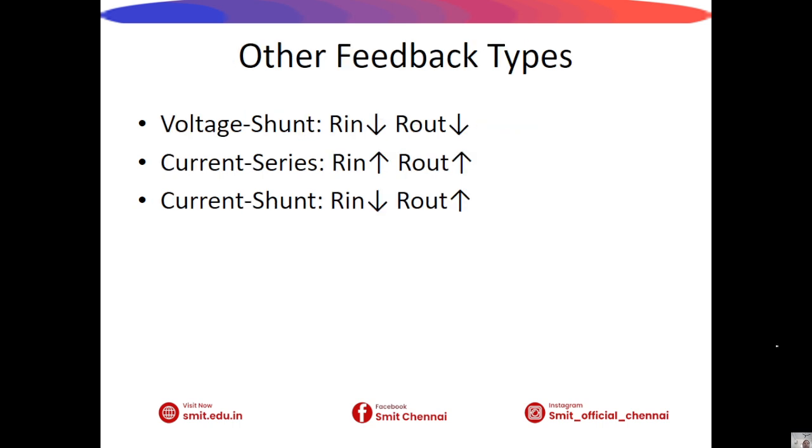Next, we see about the other feedback types. Let us briefly compare the remaining feedback configurations. In voltage shunt feedback, both the input and output resistance decrease. In current series feedback, both gain stability and current sensing are achieved with increased input and output resistance. In current shunt feedback, the input resistance decreases while the output resistance increases. Understanding these impedance changes helps engineers choose the appropriate feedback topology for specific applications.